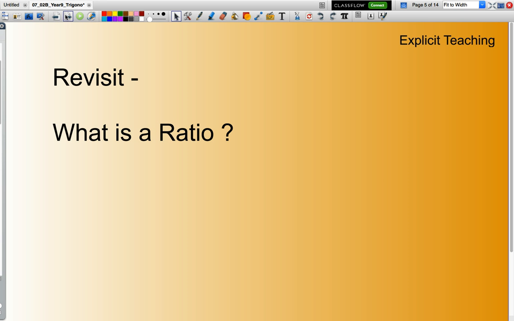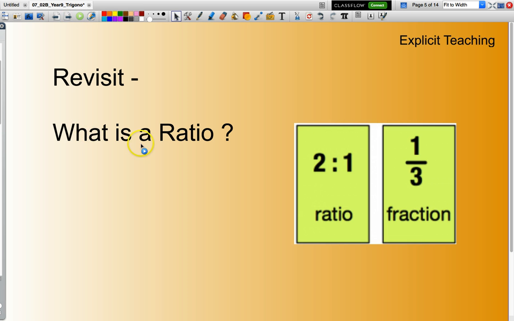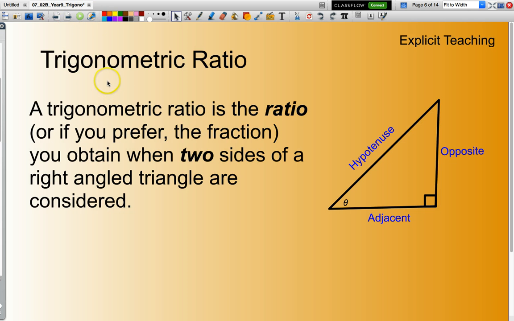Now, ratio, well, what is a ratio? I like to think of a ratio as being simply a fraction. And a trigonometric ratio, or trig ratio if you prefer the shortened form, is the ratio you obtain when two sides of a right angle triangle are considered. So in other words, we will look at considering the lengths of two sides of my right angle triangle.